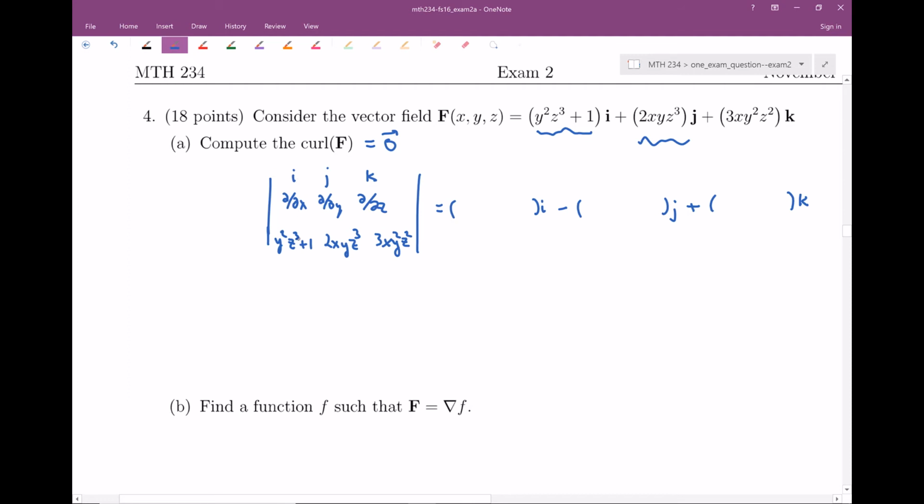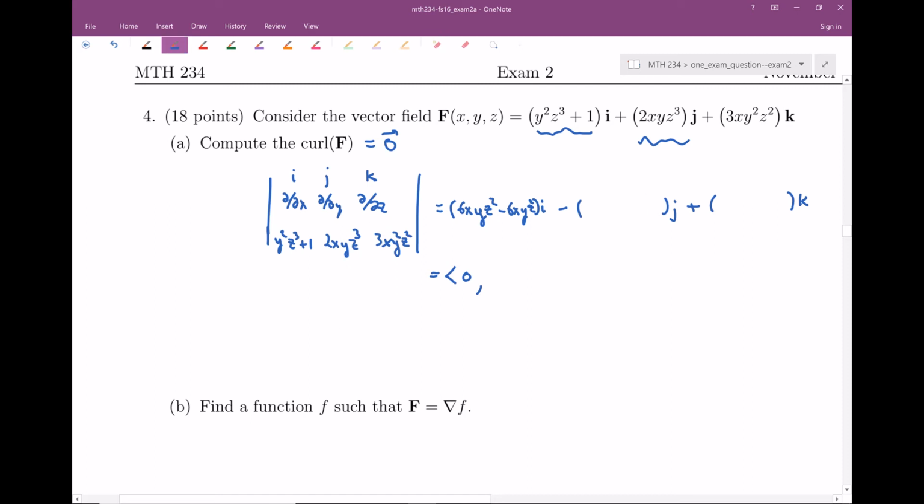Alright, so if I go ahead and cross off this first row and first column, I'm going to have the partial with respect to y of our third component. So let's see, this is going to be 6xyz squared. So again, I did the partial with respect to y of our third component. Minus, we're going to do the partial with respect to z of our second component. So the partial with respect to z, that 3 is going to come down, and I'm going to have minus 6xy. And when that 3 comes down, I'll have z squared. So again, we see these perfectly line up, and indeed I get out 0.